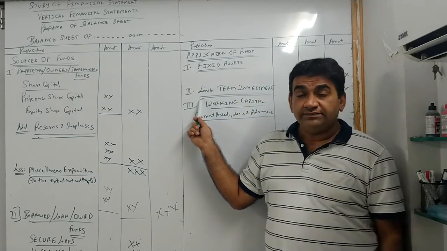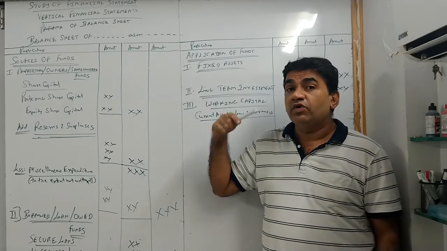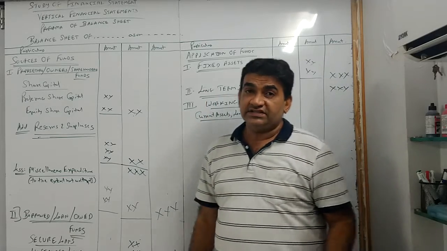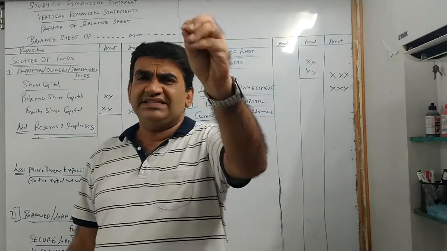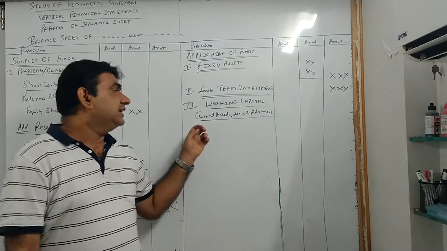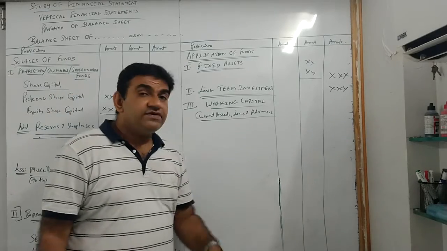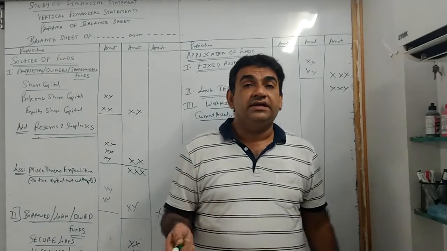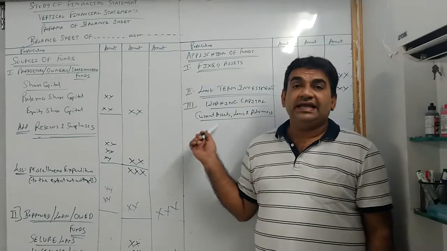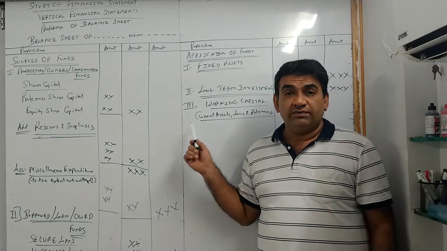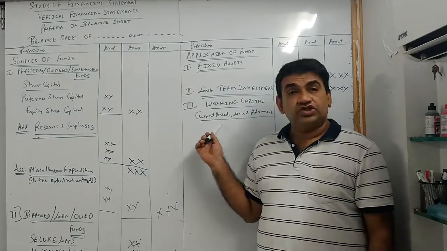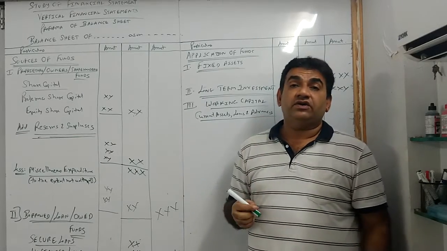Second part was long term. I invested for a period of more than 1 year. But if I invest somewhere for a temporary period, say 2 months, 3 months, 4 months, 6 months, then that is called a part of short term investment. So any investment made for a higher period is long term, and any investment made for a lower period, less than 1 year, is short term.